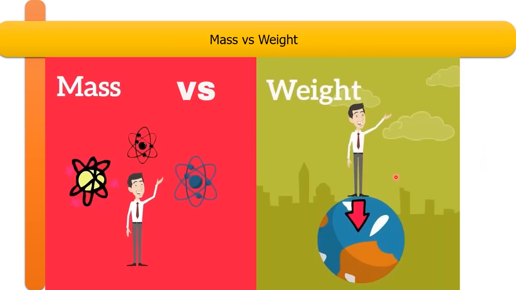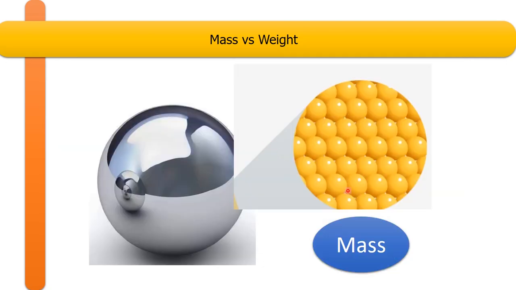Now, what is the difference between mass and weight? Many people think that the mass is the same as the weight, but it is not. The mass is the amount of atoms, the amount of matter, how much atoms or how much matter there are in the object. For example, the mass of you is how much of you there is in you. But this is the mass.